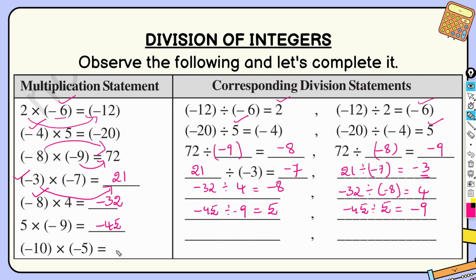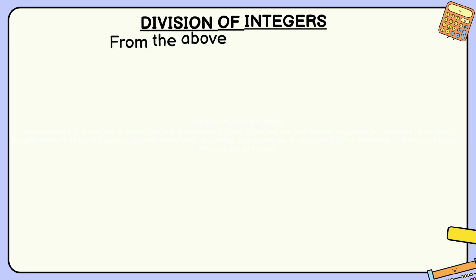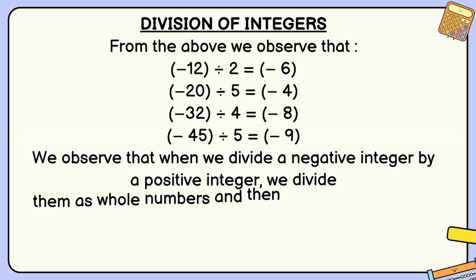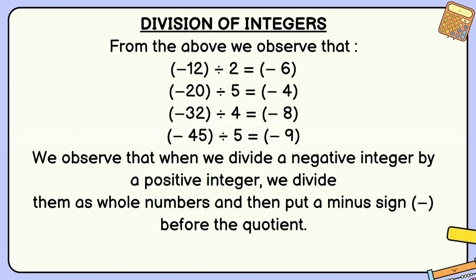And this, minus 10 into minus 5 is 50. Minus into minus is plus. So here this becomes 50 by minus 5, which will be equal to minus 10. And here 50 by minus 10 will be equal to minus 5. This way we can convert a multiplication statement to the corresponding division statements. Now we'll see some division of integers and what we can observe.